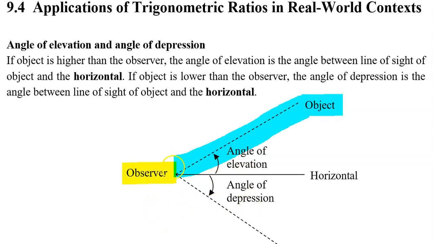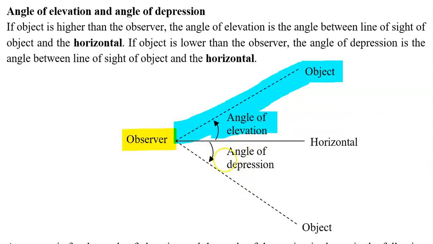Now, when you are looking up at it, we are measuring the angle of elevation, as highlighted over here. Please take note that when you measure your angle of elevation, it is with reference to this horizontal line in between. All angles of elevation and depression must be measured along this horizontal line.